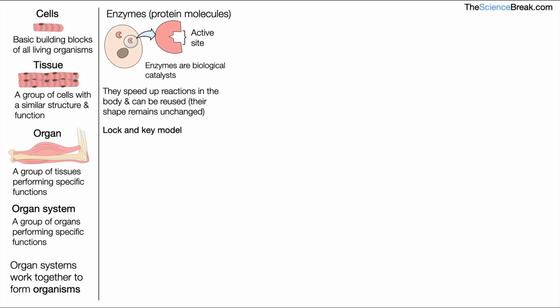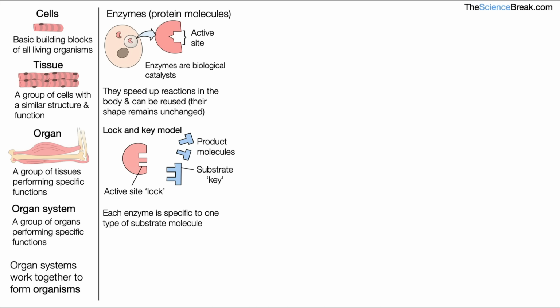We use a lock and key model to help us explain how enzymes work. Here is a different enzyme molecule. You can see it's different because it's got a different active site. And here is another type of molecule called a substrate. We can describe the substrate as being a bit like a key and the active site being a bit like a lock. The substrate molecule can fit inside the active site. We get a chemical reaction and then we get product molecules. So the substrate is a bit like a key, the active site is a bit like a lock.